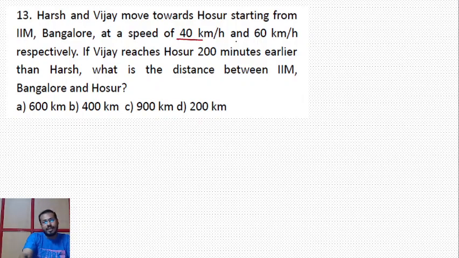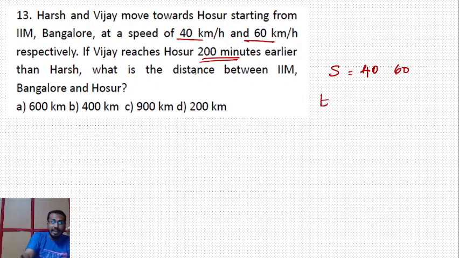See, here 2 speeds are given and one time is given, 200 minutes. So speed is 40 and 60, and time is 200 minutes. Already I told you that speed is given in two parts, distance is two parts. Only time is the common value.